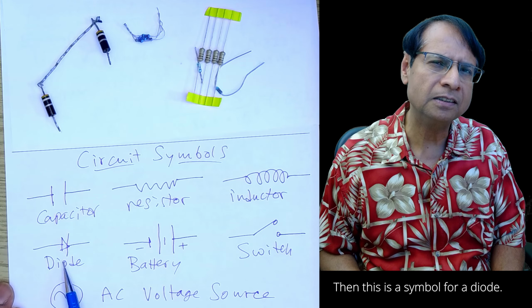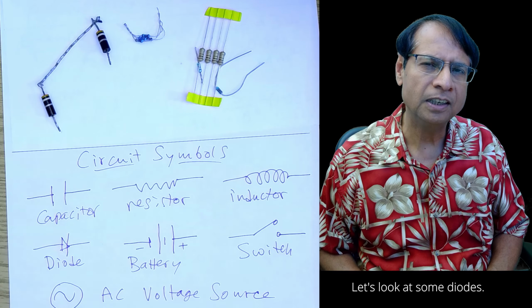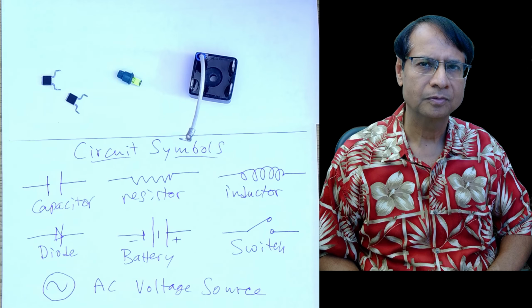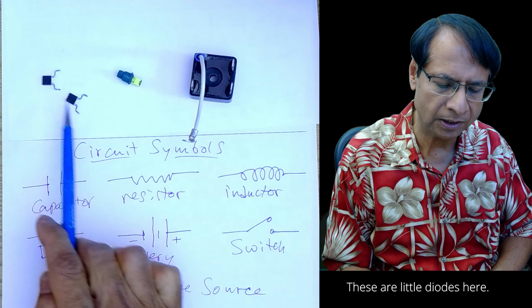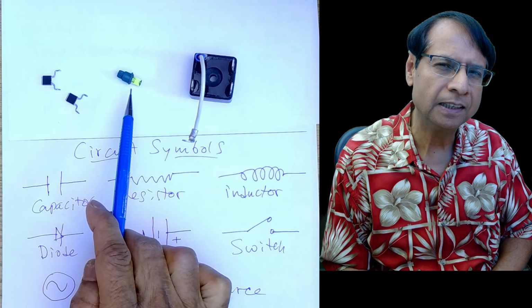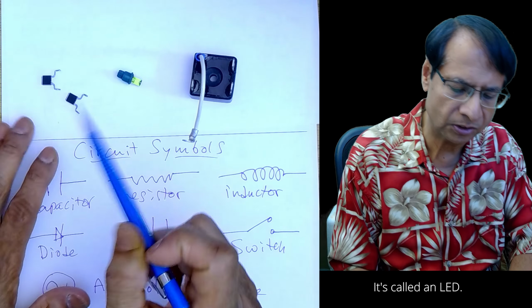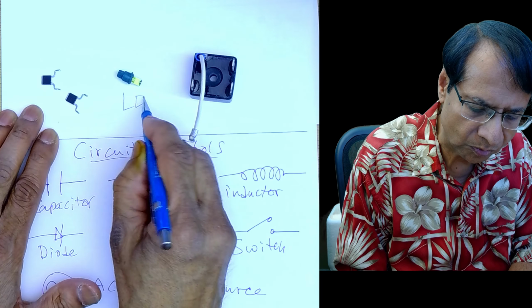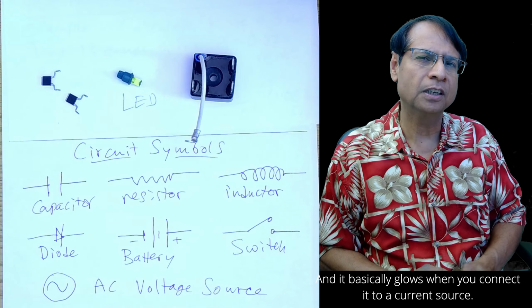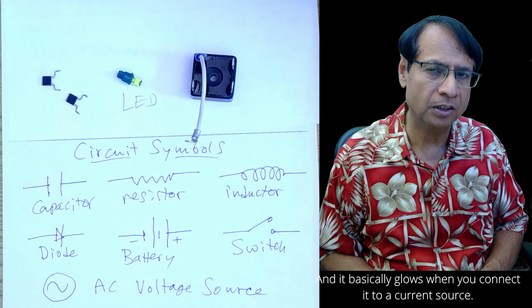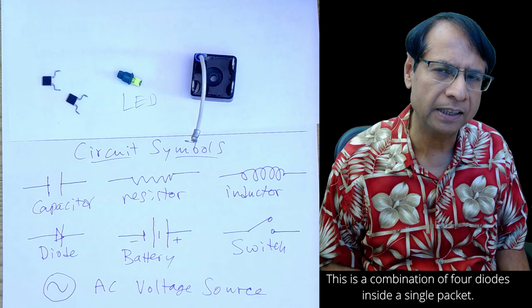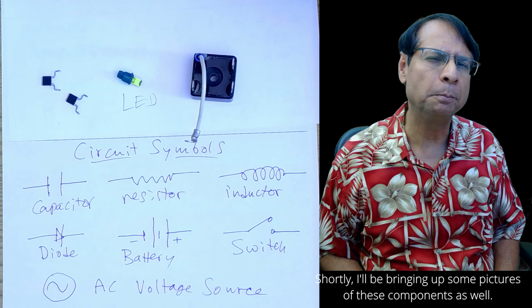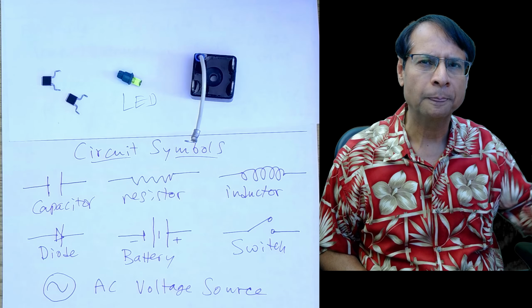Then this is a symbol for a diode. Let's look at some diodes. These are some examples of diodes I had in hand. These are little diodes here. That's a light emitting diode. It's called an LED, and it basically glows when you connect it to a current source. This is a combination of 4 diodes inside a single package. Shortly, I'll be bringing up some pictures of these components as well.